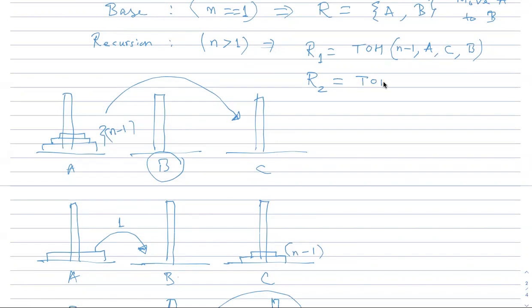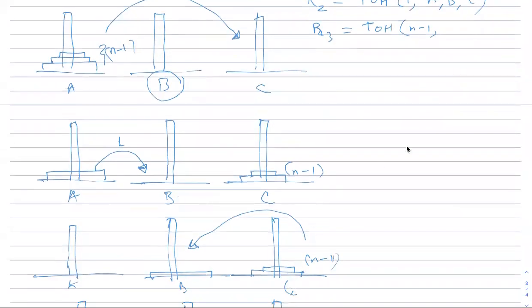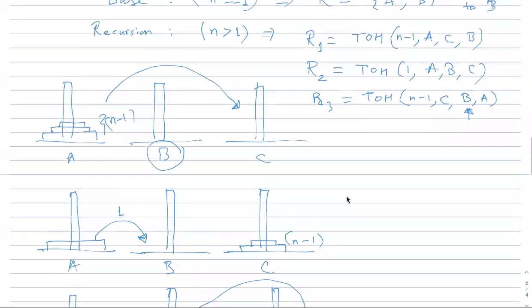It is moving one from A to B using C. And then the last one is moving n-1 disks from C back to B using A. You see, this is the final target, right? So clearly this is in the second position. So these are the decomposition steps, right? This is the decomposition step.